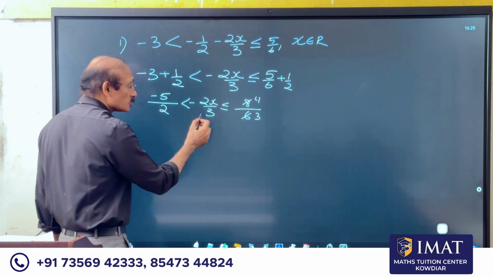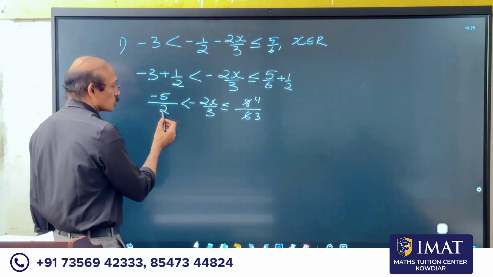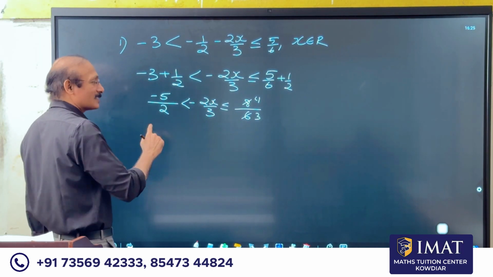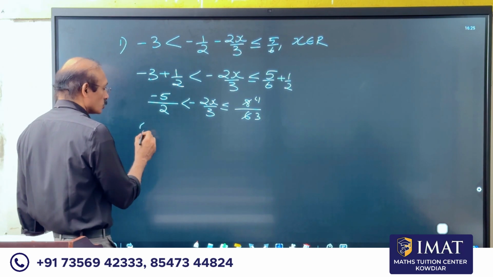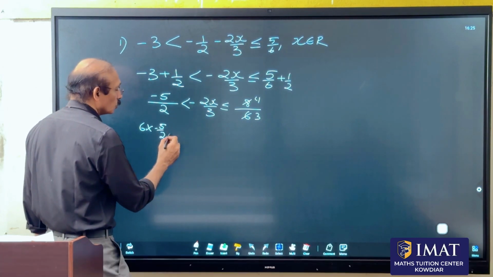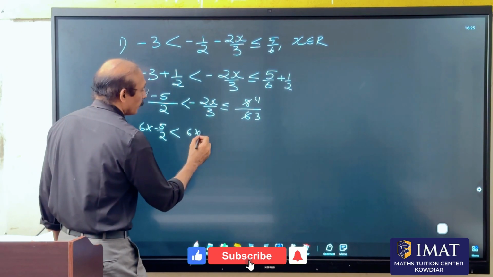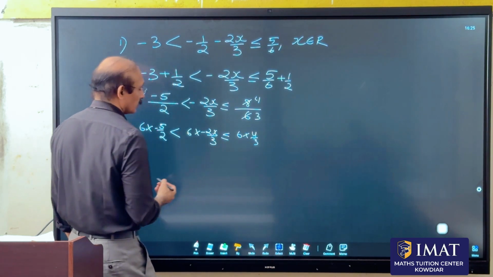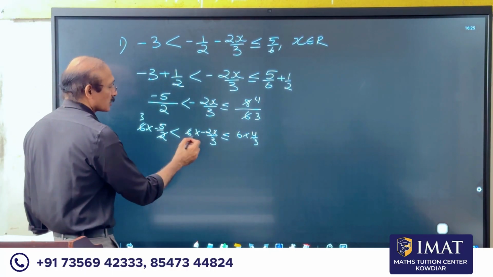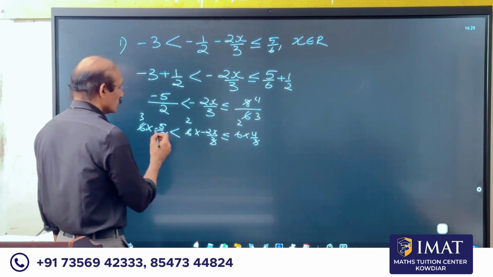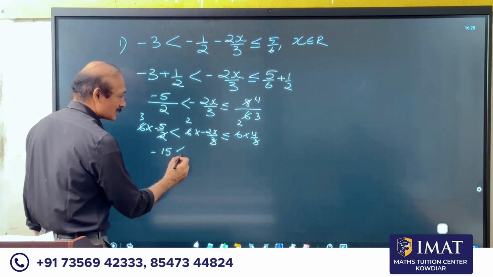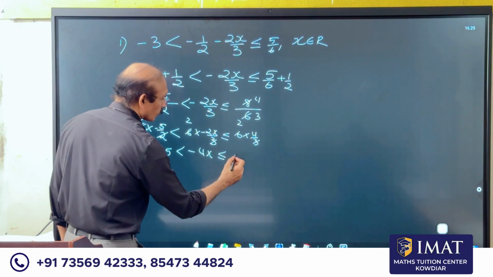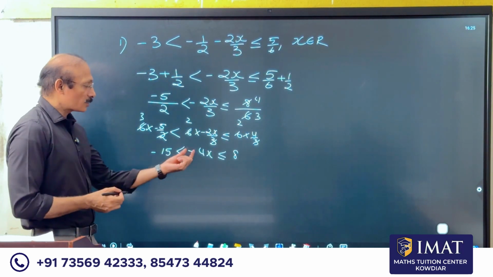Now let us remove this denominator first. The denominators here are 2, 3, 3. So multiply all the terms by the LCM, which is 6, a positive number. So 6 into minus 5 by 2 less than 6 into minus 2x by 3 less than or equal to 6 into 4 by 3. So this cancels 3 times, this cancels 2 times, this cancels 2 times. So this is minus 15 less than minus 4x less than or equal to 2 into 4, which is 8.